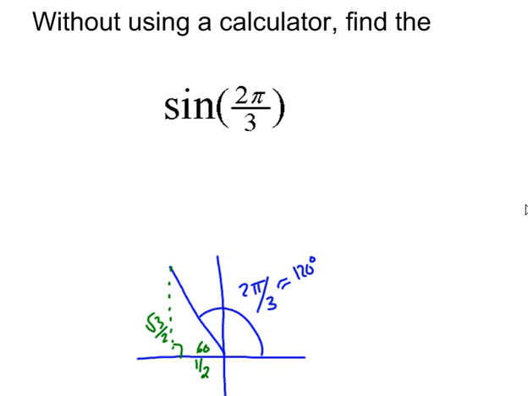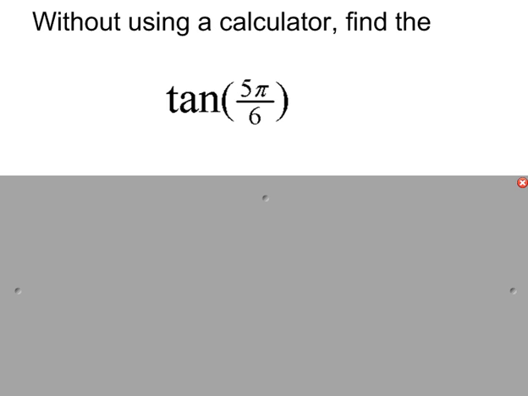All right, hopefully you found out that 2 pi over 3 landed us in the second quadrant. We remember that sine is y, and we look at our reference angle, which is 60 degrees. And so therefore, sine is the square root of 3 over 2, and it's going to be positive because it's in the second quadrant, and y is positive. All right, now try another one: tangent of 5 pi over 6.